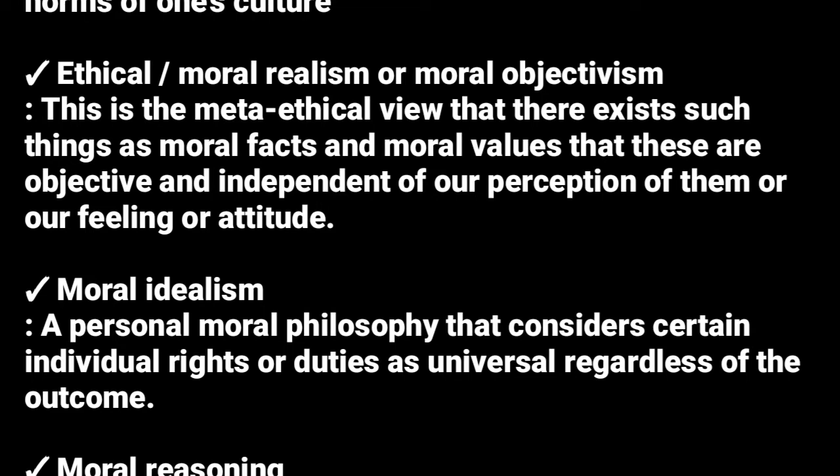Then another concept is called moral idealism. It is a personal moral philosophy that considers certain individual rights or duties as universal, regardless of the outcome. So moral idealism is when you dream of perfection, when you want perfect things. For example, if your goal is to end poverty in the world, when there is no poverty at all, it is perfection and it can never happen. It's what we call moral idealism. You always want something that is perfect.